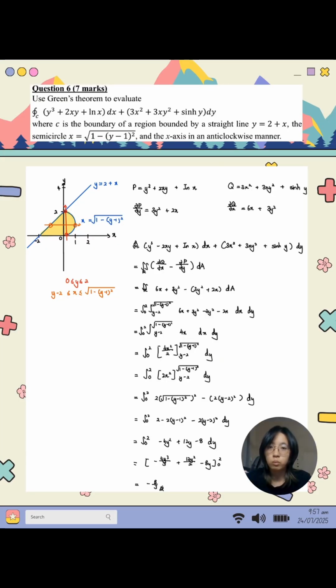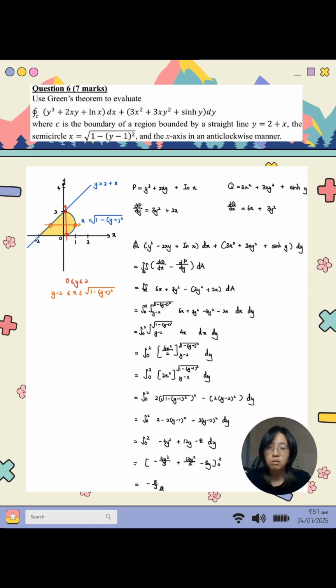In question 6, we have to use Green's theorem to evaluate the integral, where C is the boundary of a region bounded by a straight line and a semicircle, traversed in an anticlockwise manner. So we need to identify P and Q first, and differentiate them. We also need to draw the graph to get the region, and draw two lines passing through the x-axis and y-axis so that we can get the limits.